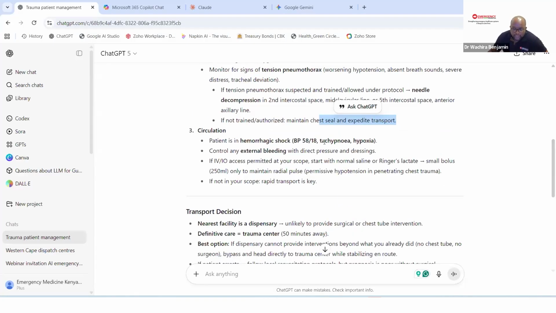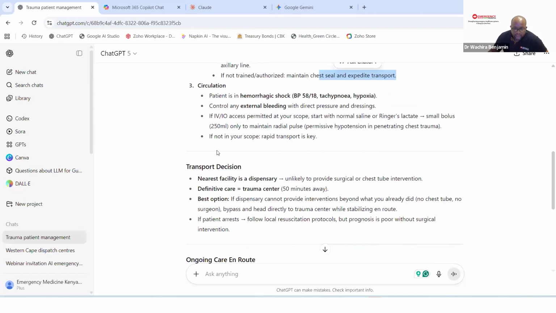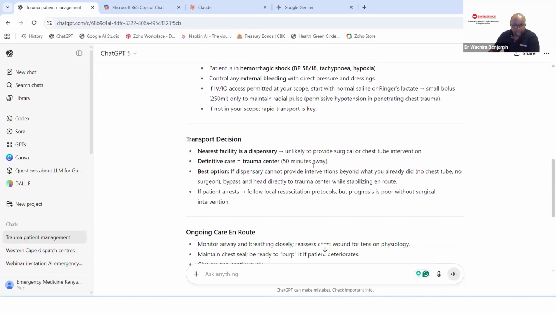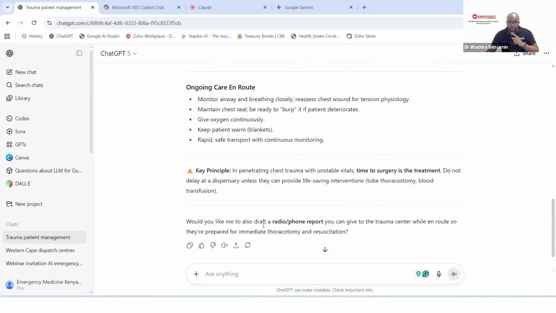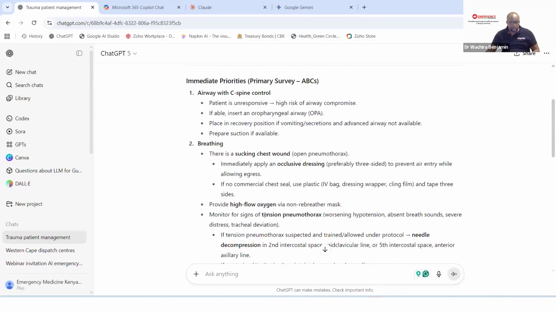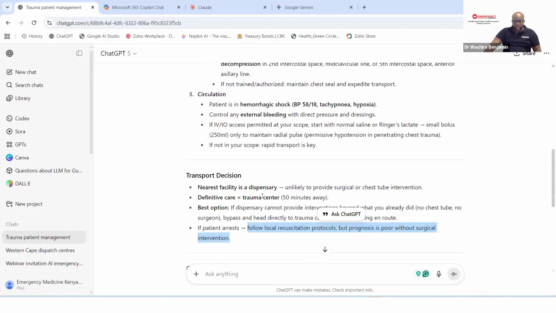The patient is in hemorrhagic shock, BPs are that, tachypnea, hypoxia. Control any external bleeding you can see. If you can give IV access and fluids, but it's not your scope, rapid transport is key. Does the facility, a dispensary, provide surgical or chest tube insertion? The best option, if the dispensary cannot provide interventions beyond what you already do, is to bypass and head directly to the trauma center while stabilizing en route. If the patient arrests, follow local arrest protocols, but the prognosis is poor without surgical intervention. Yes, key things. Potentially here you're dealing with a tension pneumothorax, and that's what this is probably looking at. Yes, manage, but here you bypass the dispensary and go straight to the trauma center.